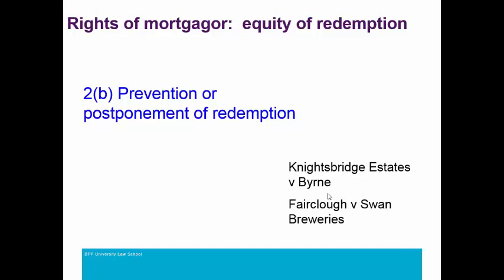Compare that with Fairclough and Swan breweries. This was another case about a mortgage of a pub. This time it was a leasehold property and it was mortgaged to the brewery. At the time that the mortgage was granted, the lease of the pub only had 17 years to run. The legal date for redemption set out in the mortgage deed was that the loan couldn't be redeemed until 6 weeks before the end of the lease. The borrower wanted to repay earlier and went to court asking for the clause postponing redemption to be struck out. And the court did so.